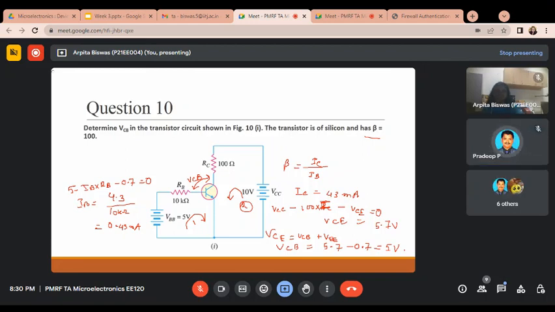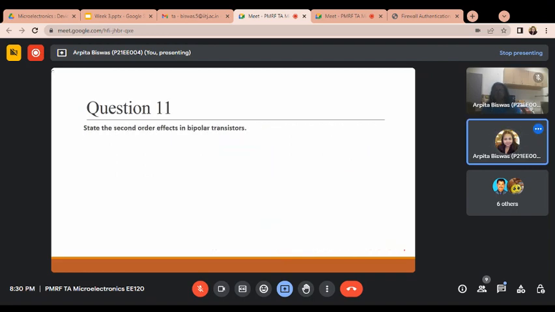Okay. So now tell me the second order effects in a bipolar transistor. Do you have any idea about the bipolar second order effect?